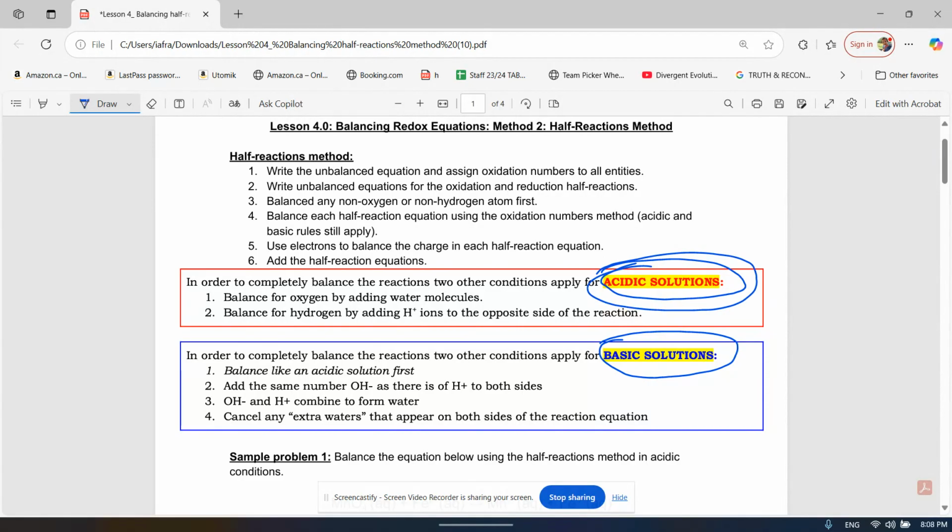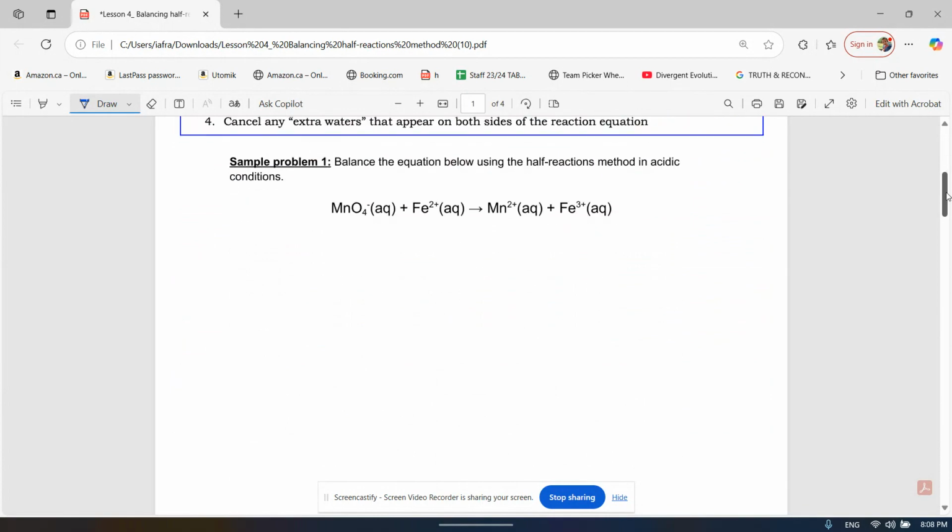You're going to see the steps are very similar for both. The basic solutions will essentially follow the same steps as acidic solutions with the addition of a few more steps to make it basic. So let's start with this example here. Balance the equation below using the half reactions method in acidic solutions. There are many different methods for balancing redox reactions. There's the oxidation number method and the half reaction method. In this video, we're going to learn about the half reactions method.